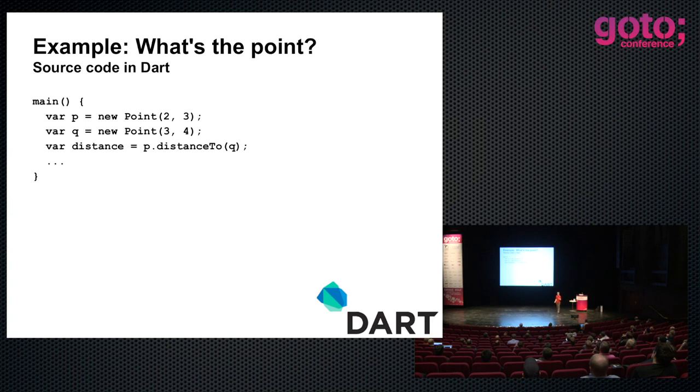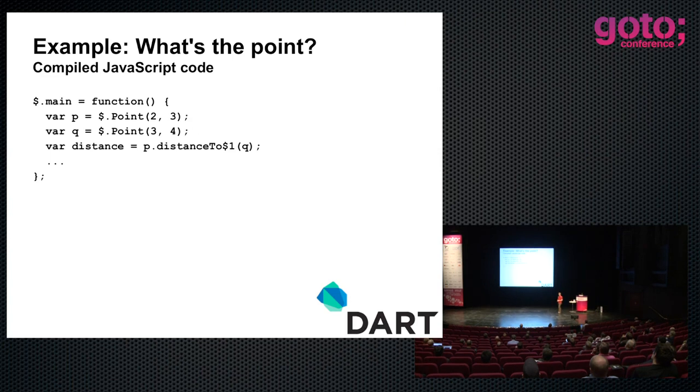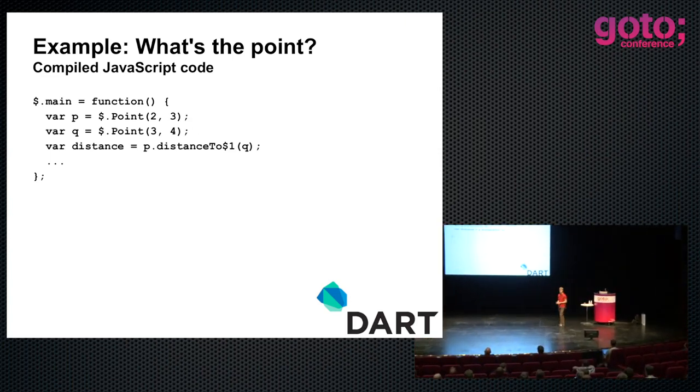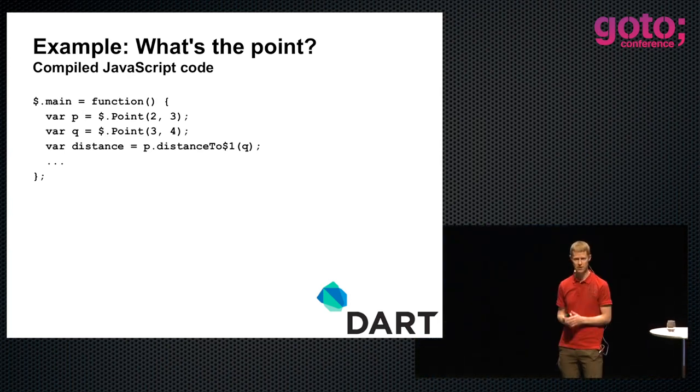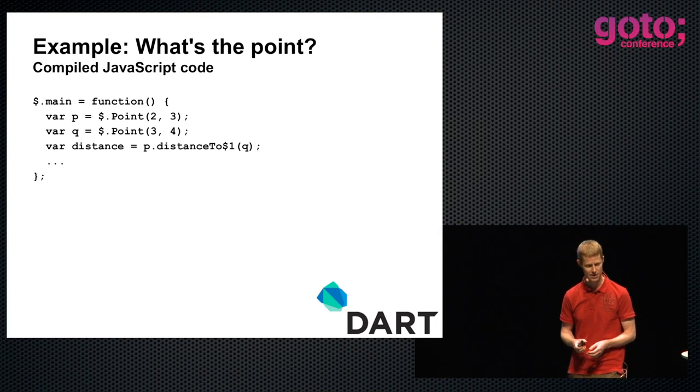So how does this look if we translate that to JavaScript? Well, it's pretty close. This is actually the JavaScript we generate for that. So there's a main method. Well, in this case, it's a JavaScript function assigned to the main property of a dollar object that I'll tell you a bit about later.